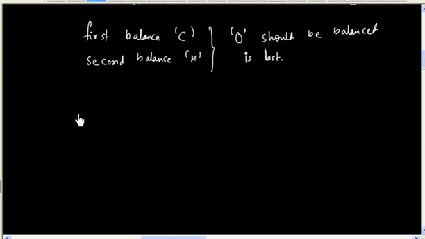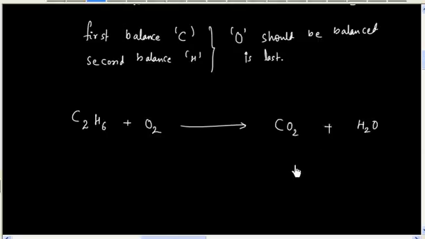Now let us try another problem. If I have C2H6 and oxygen, product will be CO2 plus H2O. We have to balance this equation. This side we have 2 carbon, this side we have 1 carbon. This means we have to multiply by 2. Now hydrogen, this side 6, this side 2. So we have to multiply by 3.